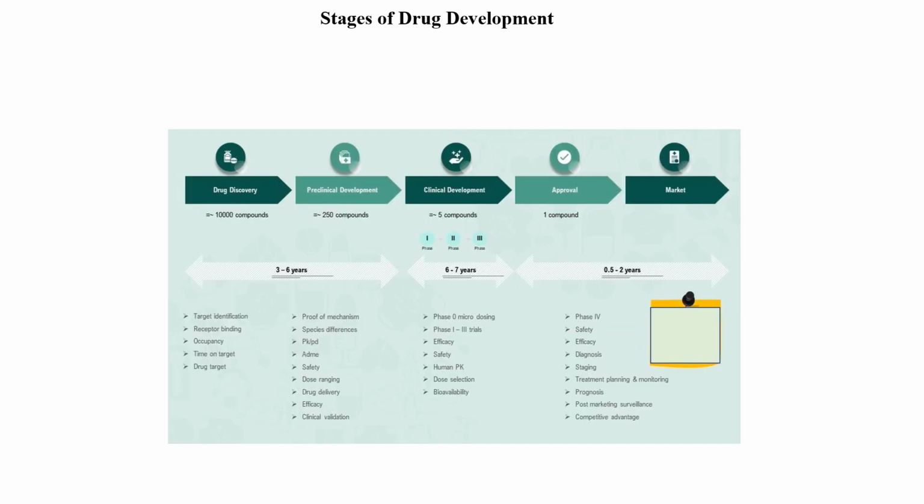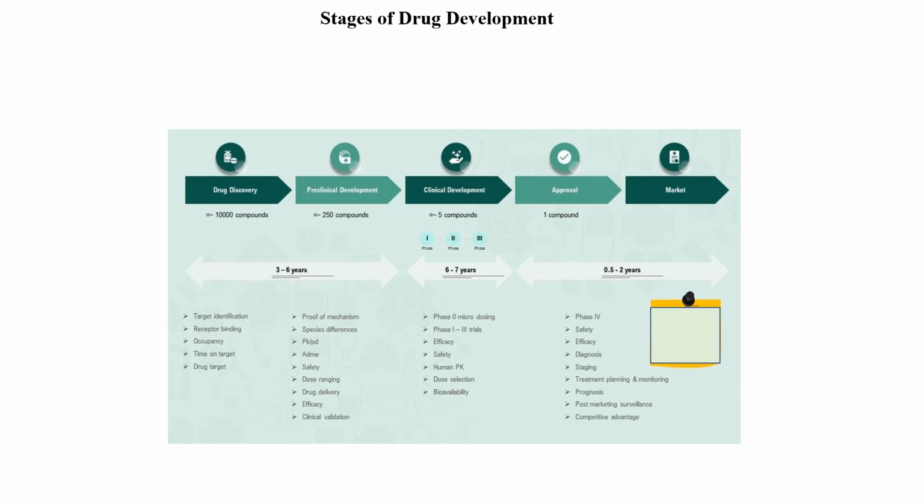And this typical diagram represents the stages of drug development. The drug development starts from drug discovery, then it undergoes preclinical development, the third one is clinical development, the fourth one is approval, and the last one is market. Under drug discovery, initially we start with more than 10,000 compounds, and from those 10,000 compounds only one compound is going to be approved, and that compound will be available in the market.